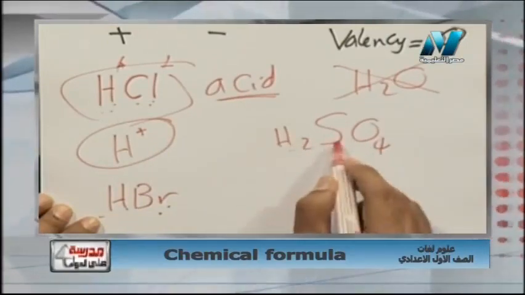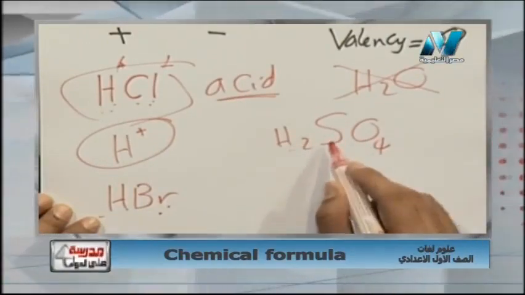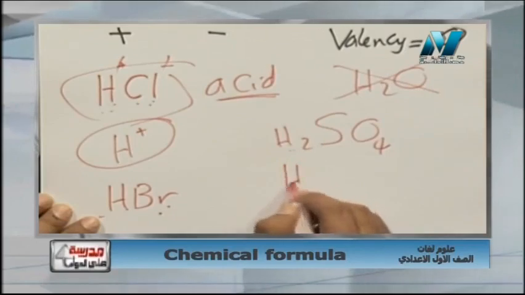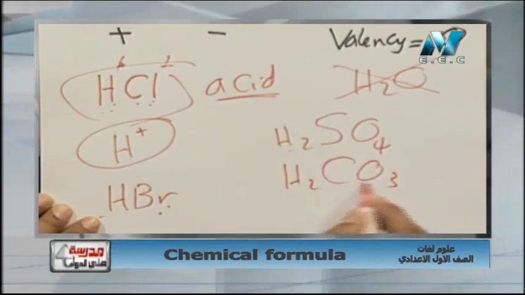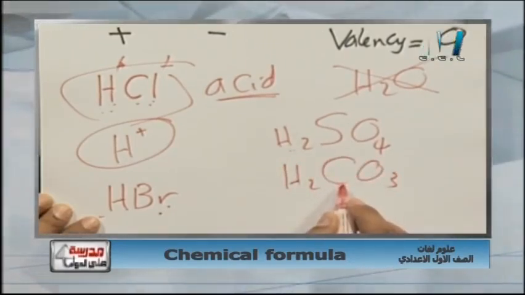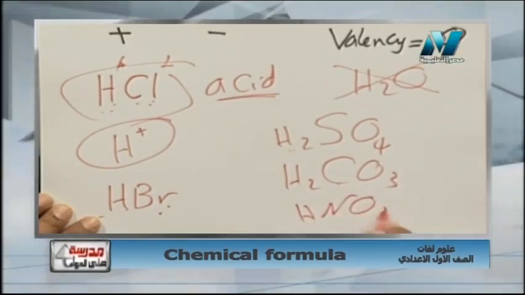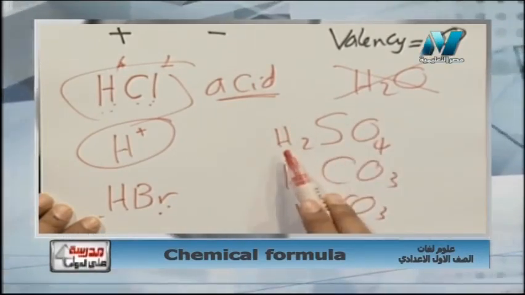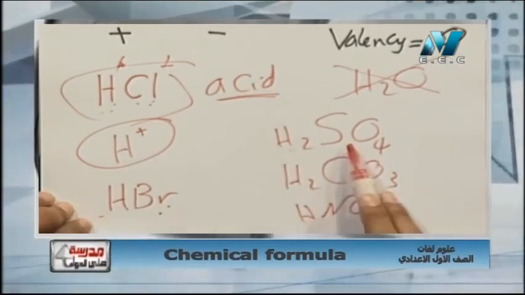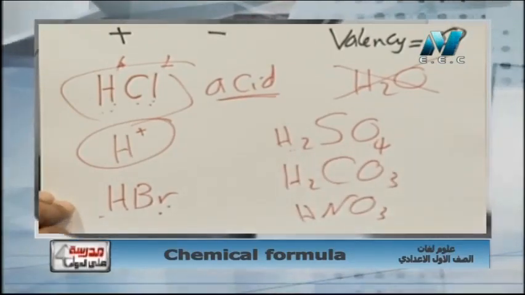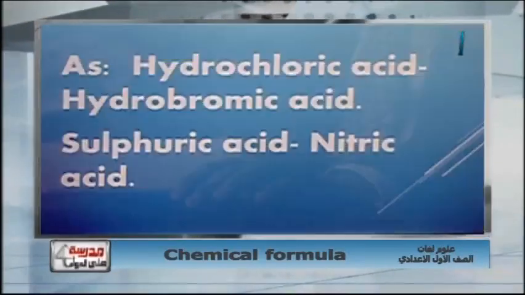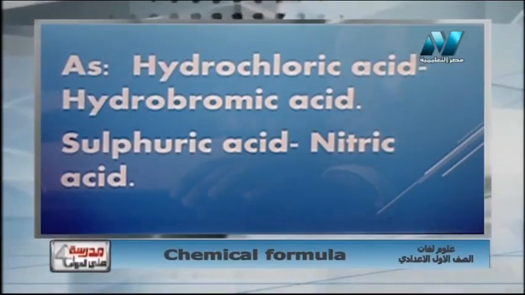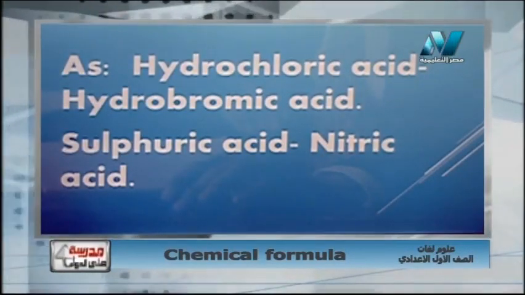H2SO4, sulfuric acid. H2CO3, carbonic acid. Okay. HNO3, nitric acid. This type of acid comes from combination between hydrogen and atomic group. And you see on the monitor hydrochloric acid, hydrobromic acid, sulfuric and nitric acid.